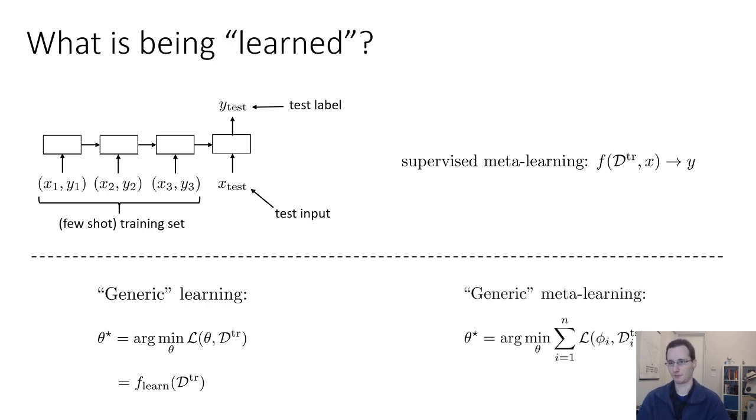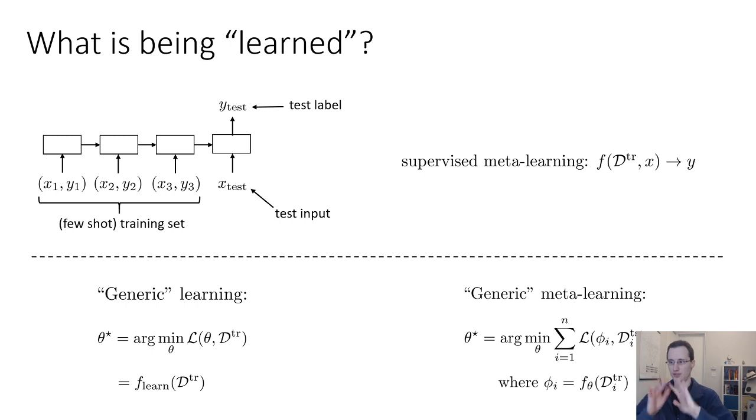Generic meta-learning can be viewed as the problem of taking a number of tasks, in this case n tasks, and minimizing the sum over those n tasks of the loss function on the test set dtest i with respect to some parameter vector phi i, where phi i is given by a learned learning function f theta applied to dtrain i.